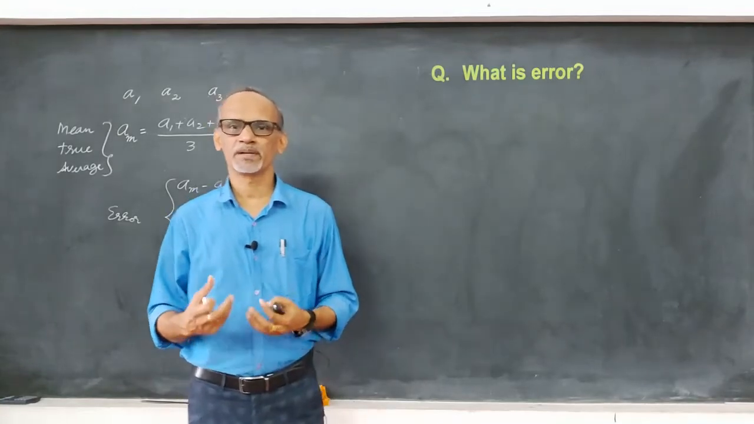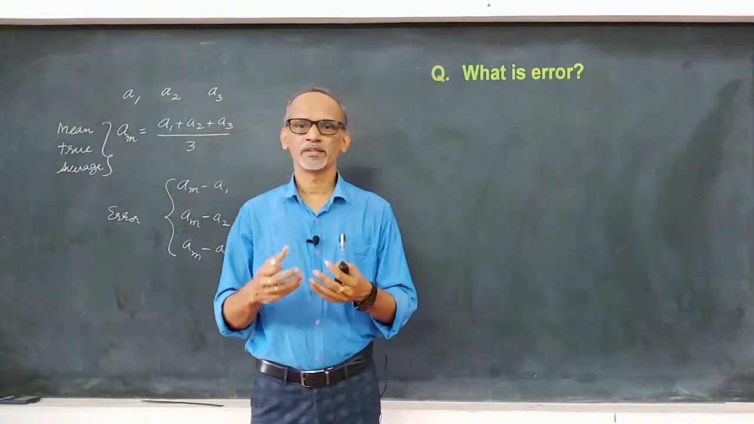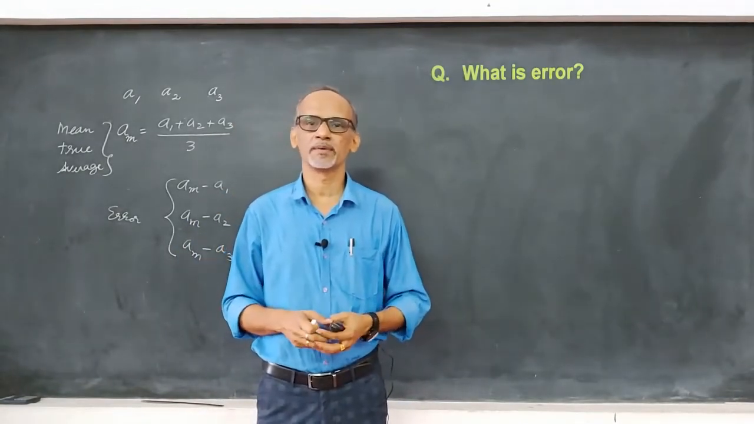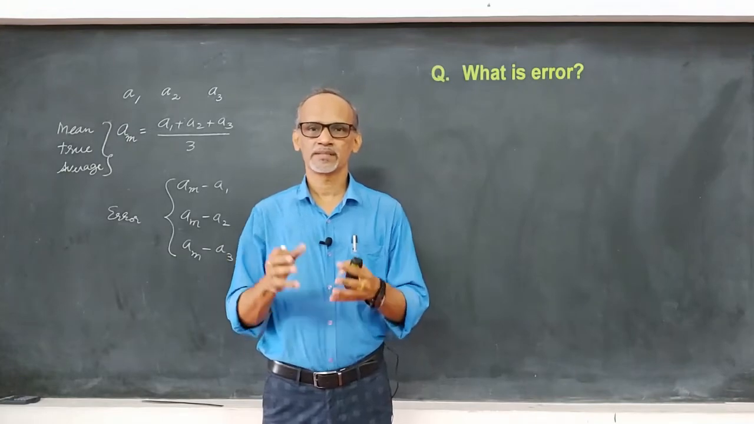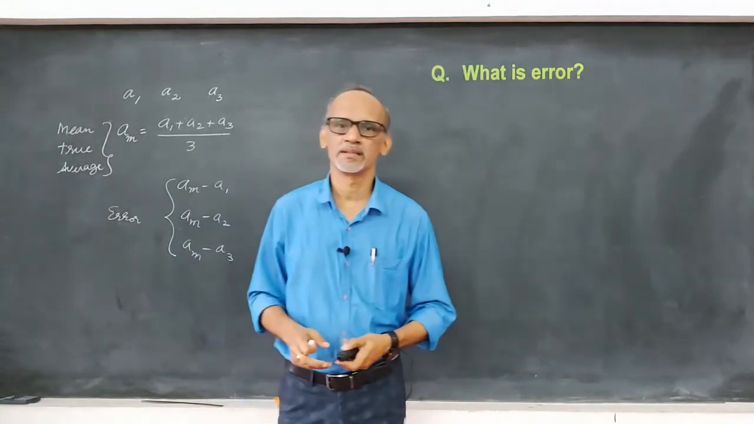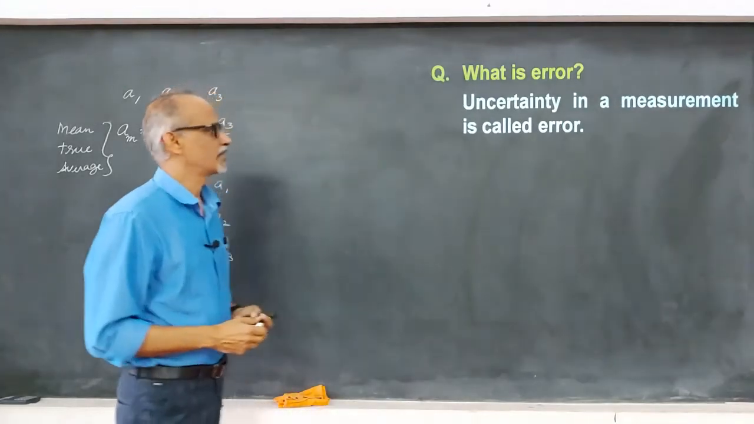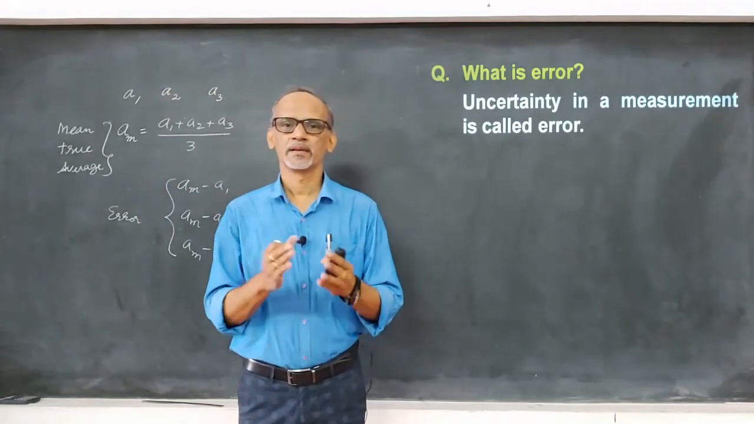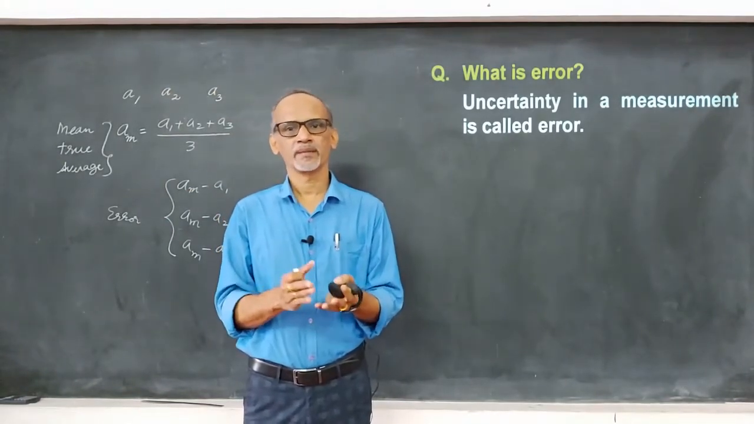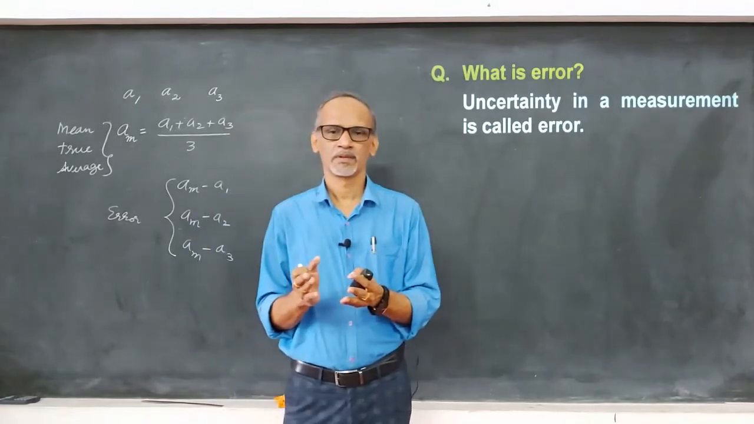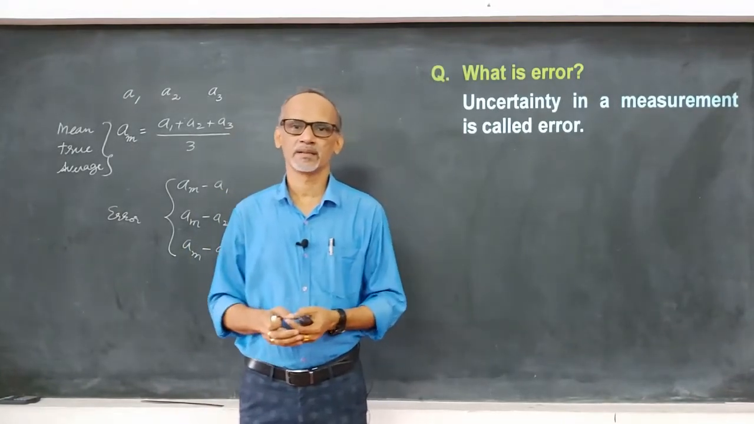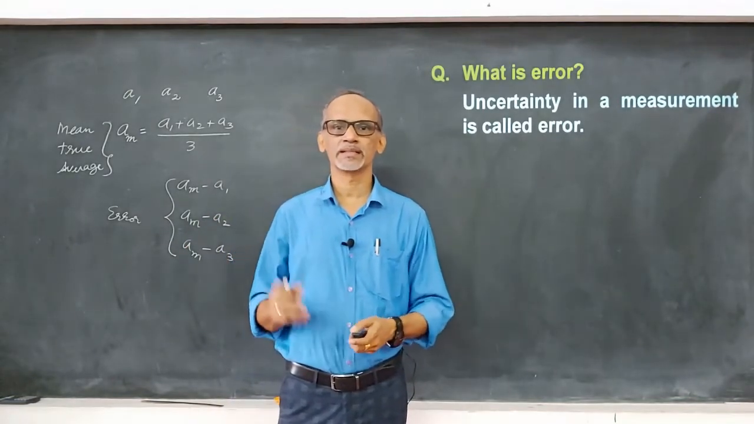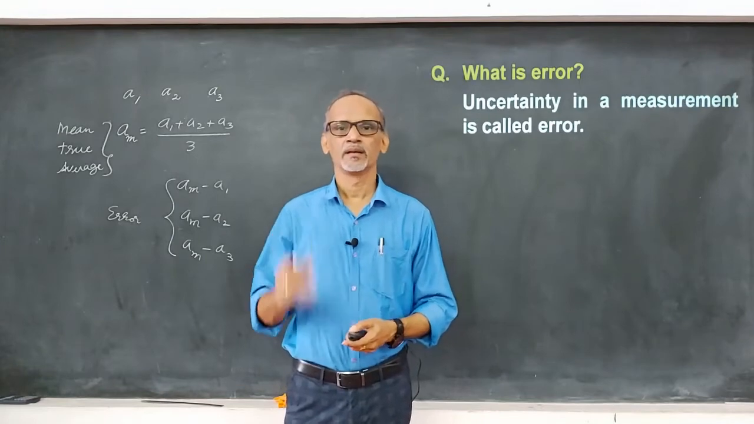Whenever we measure a particular quantity, that measured quantity need not always be equal to the true value. There is always uncertainty in the measurement, and that uncertainty in a measurement is called error. So what is error? Uncertainty in a measurement. It's not certain. It can be equal to the true value also, correct? But if there is a difference between the true value and the measured value, then we say that there is an error in the measurement. So that's why uncertainty in the measurement is called the error.